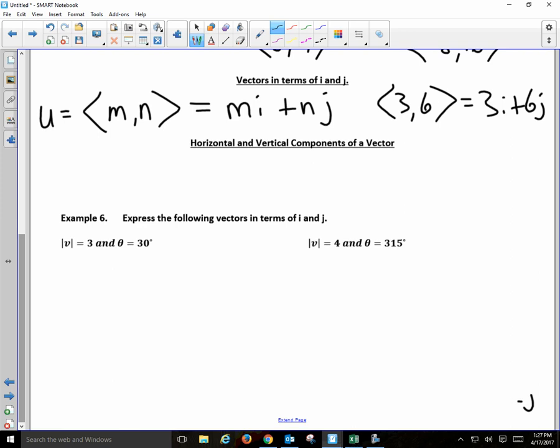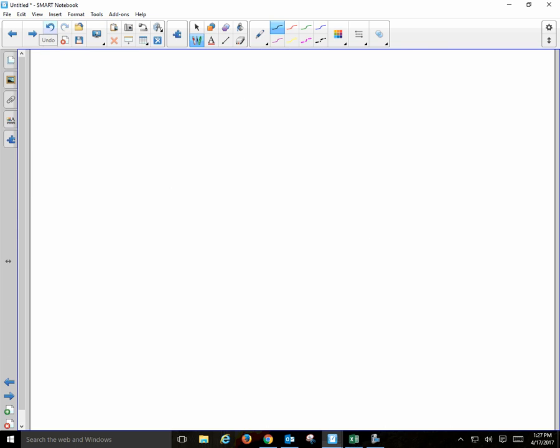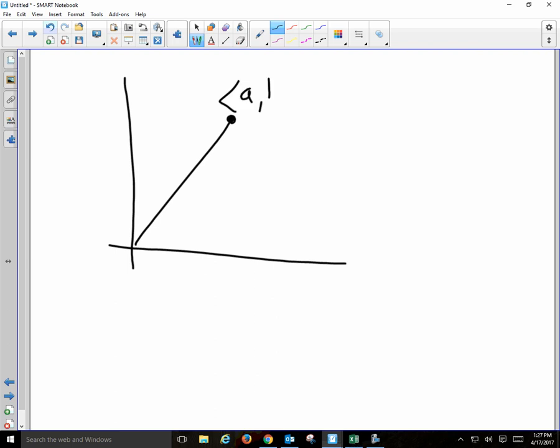Vectors have what we call horizontal and vertical components. So I'm just going to use some scratch area here. You don't have to write this down. You can just follow along. If I have a vector that has a terminal point of (a, b), so it's in component form, that means that this length here would be a, and this length here would be b. This is the magnitude of the vector, and this is theta.